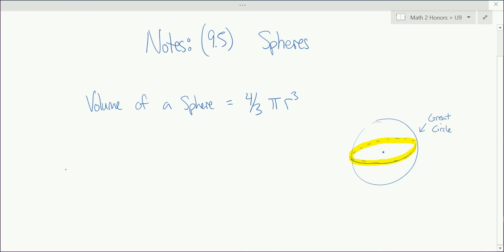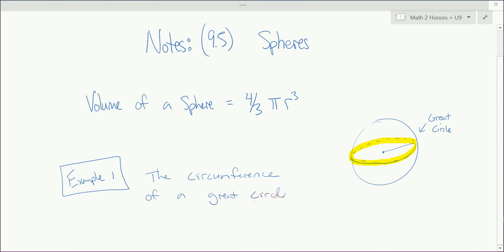Okay, and so let's try a little example here. What's important to know is that the radius of the great circle is still the same as the radius of the sphere. Okay, example 1. The circumference of a great circle in a sphere is 20 pi centimeters. Find the volume of the sphere.